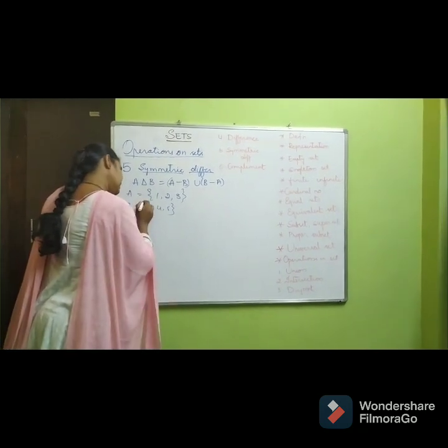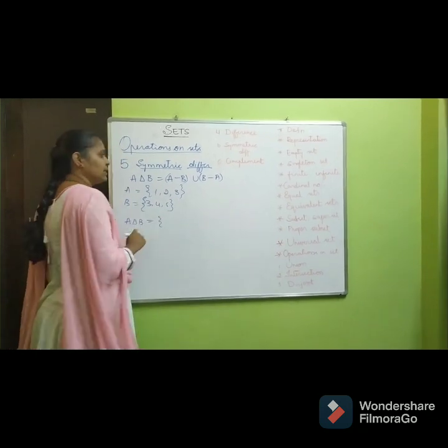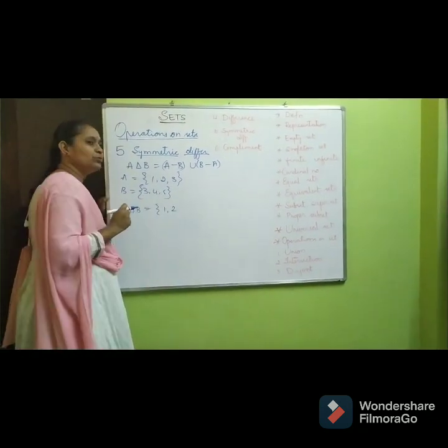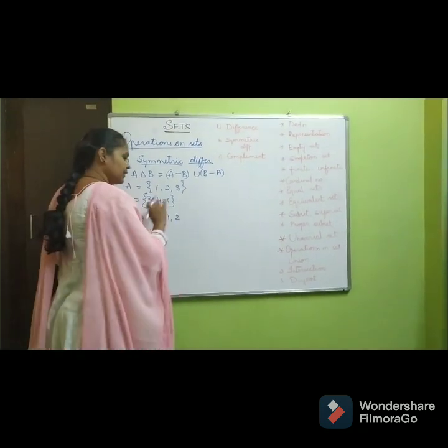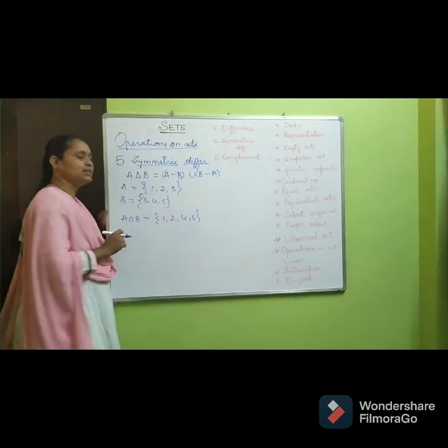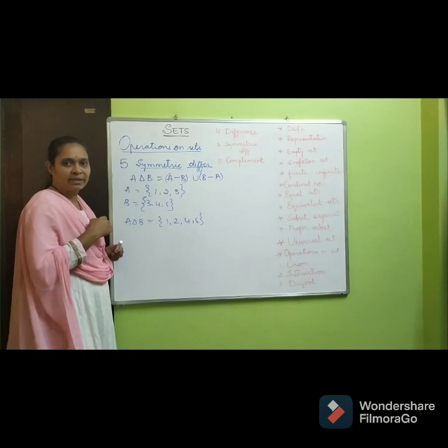Symmetric difference is A minus B, which means 1, 2. Union means you have to write all the elements. So that is 4, 5. This is symmetric difference. We'll go for complement of a set.